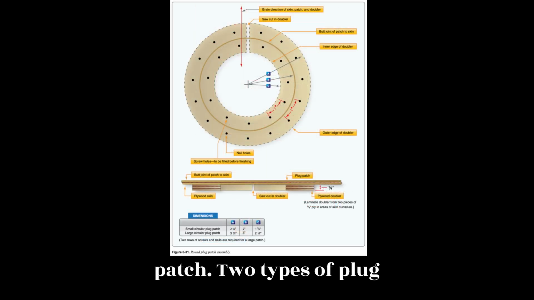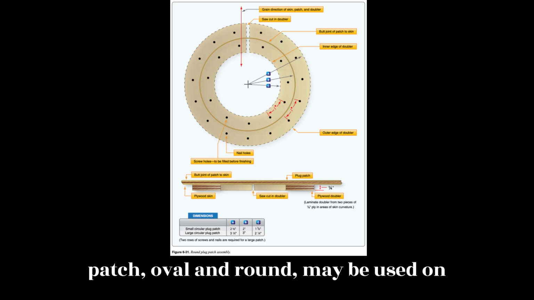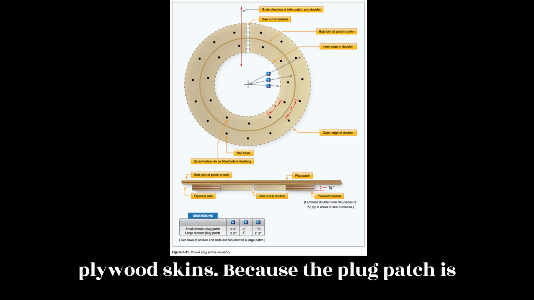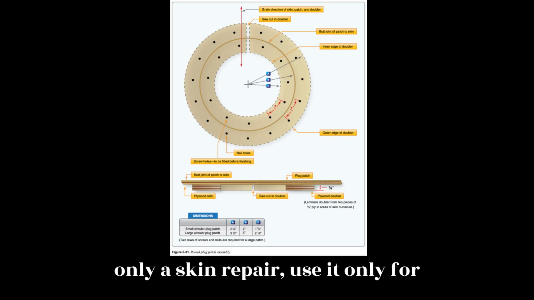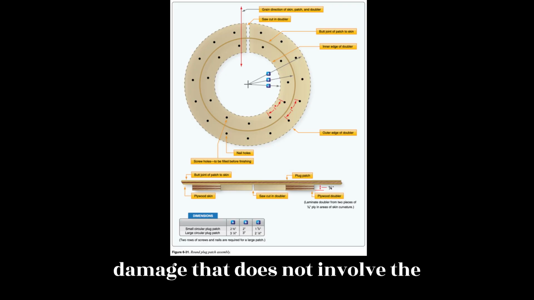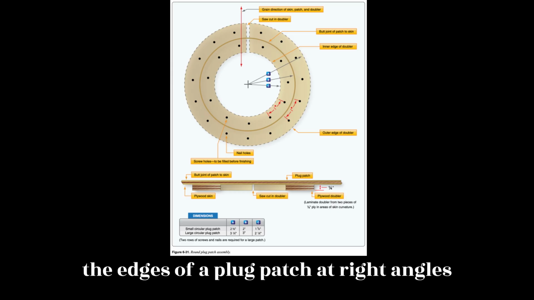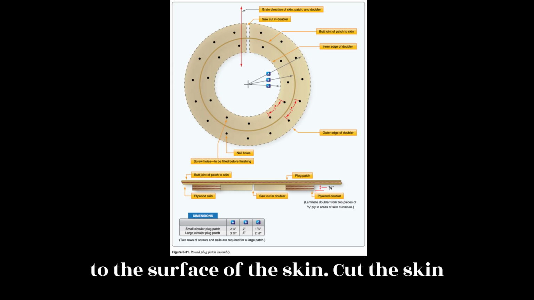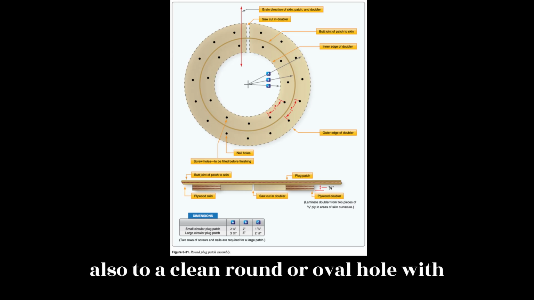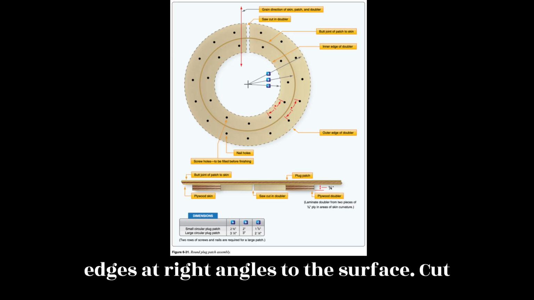Plug patch. Two types of plug patch, oval and round, may be used on plywood skins. Because the plug patch is only a skin repair, use it only for damage that does not involve the supporting structure under the skin. Cut the edges of a plug patch at right angles to the surface of the skin. Cut the skin also to a clean round or oval hole with edges at right angles to the surface.